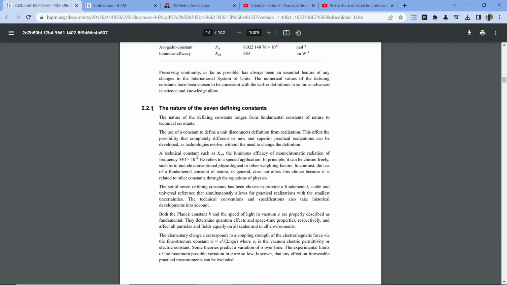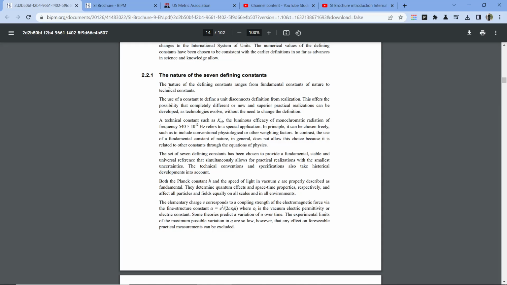Section 2.2.1: The nature of the 7 defining constants. The nature of the defining constants ranges from fundamental constants of nature to technical constants. The use of a constant to define a unit disconnects definition from realization. This offers the possibility that completely different or new and superior practical realizations can be developed as technologies evolve without the need to change the definition.